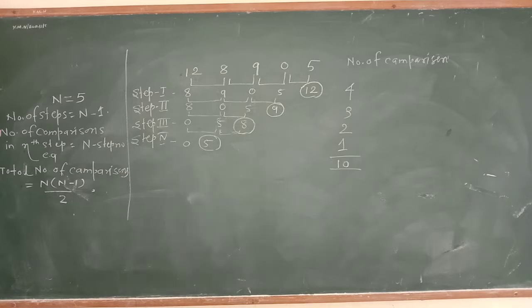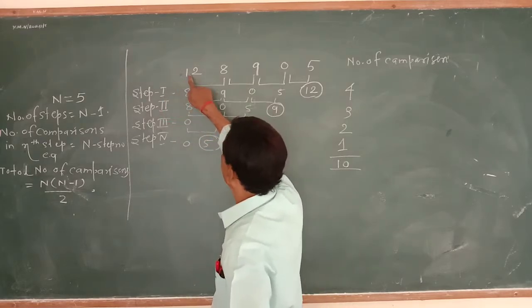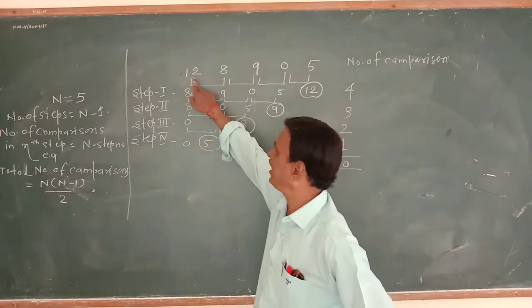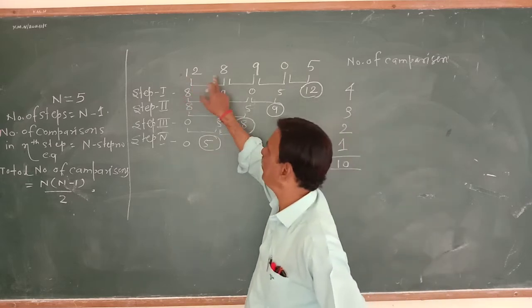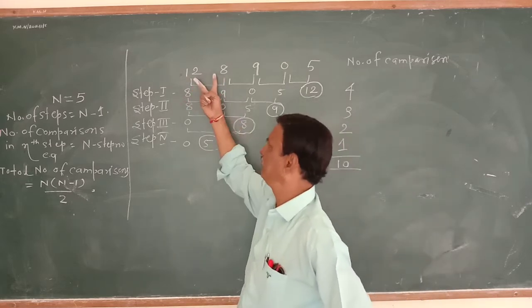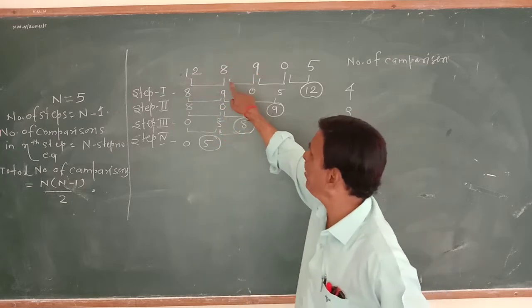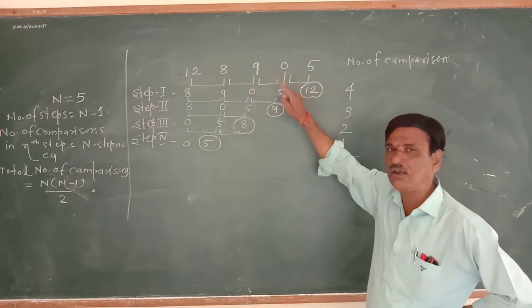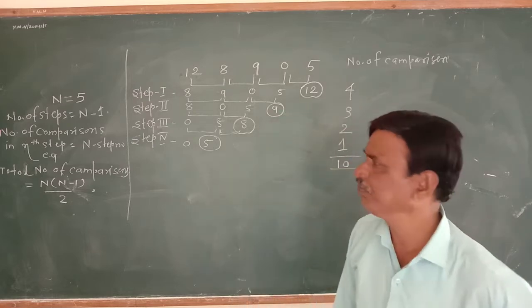Now we will see the mechanism. What is the mechanism? Step number 1, compare first element with second. So give the name to the array. Say the name of the array is data. Compare data 1 with data 2 and swap if data 1 is greater than data 2. Then compare data 2 with data 3. How long? Until we compare data n minus 1 with data n.